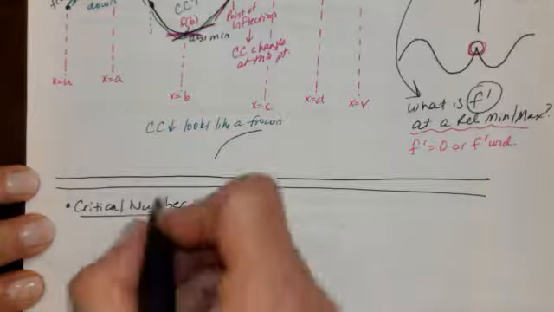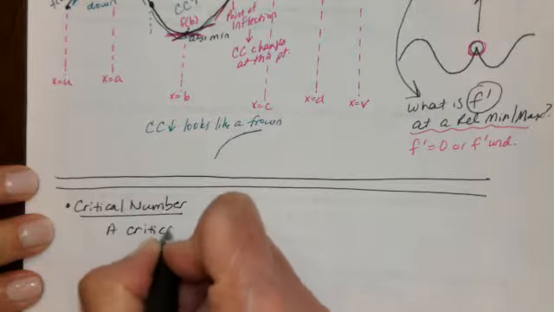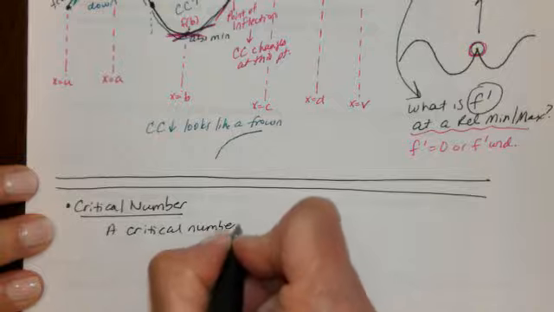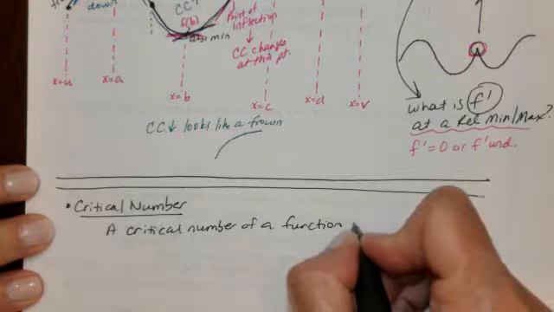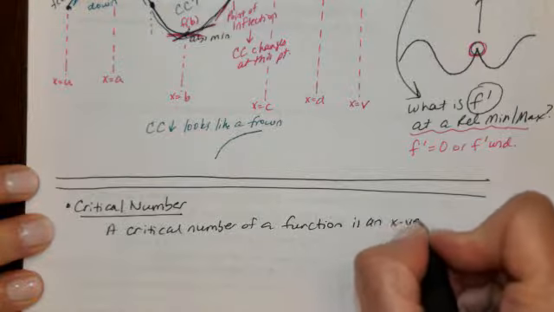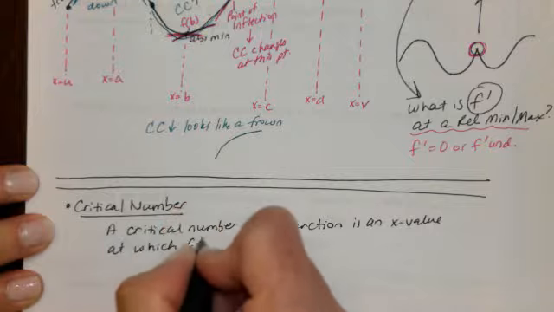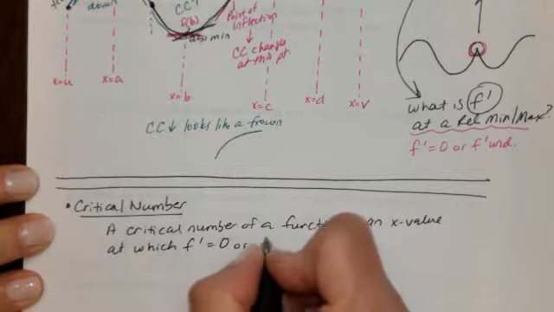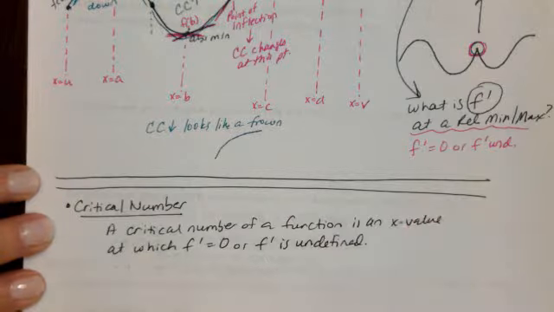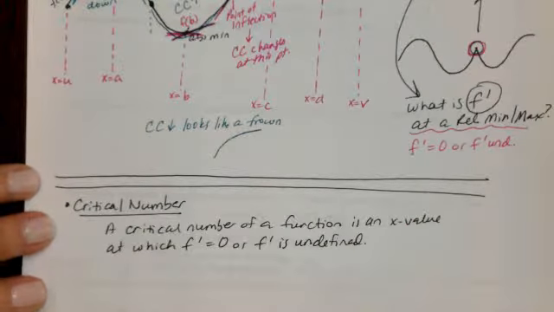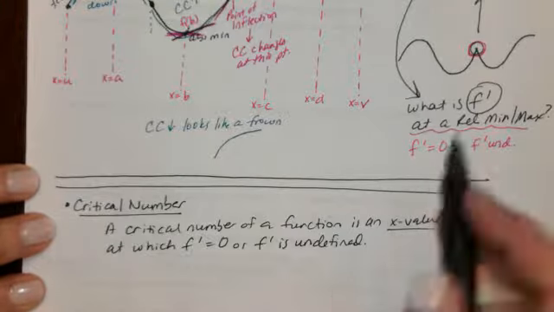Critical number. A critical number of a function is an x value at which f prime equals 0 or f prime is undefined. That's called a critical number. So it's an x value at which f prime is 0 or f prime is undefined.